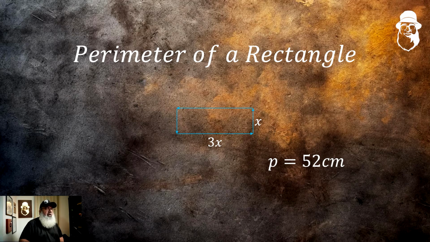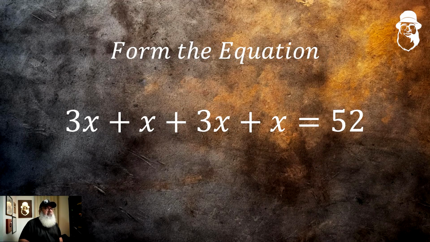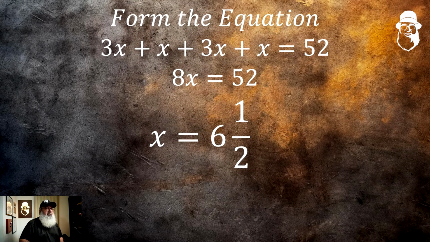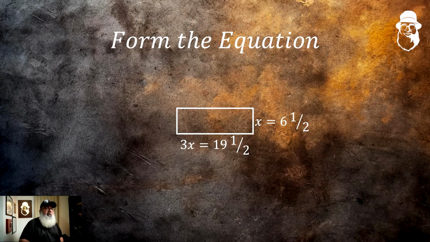We can add all the sides. 3x plus x plus 3x plus x is equal to 52, that is the perimeter, which means 8x is equal to 52 and x is 6.5. And remember, this x is the width of the rectangle, and the answer will be 19.5 and 6.5. That's the length and the width.